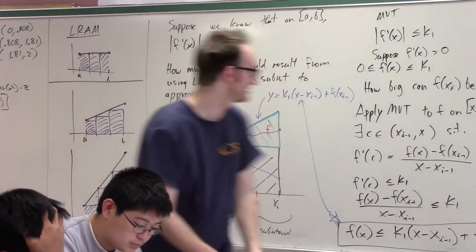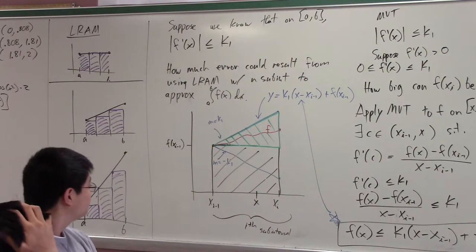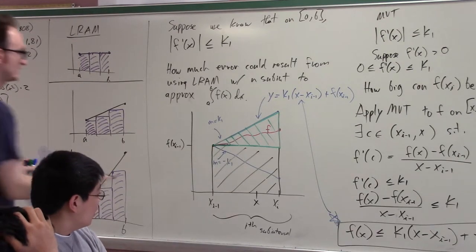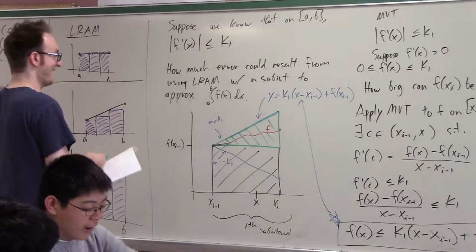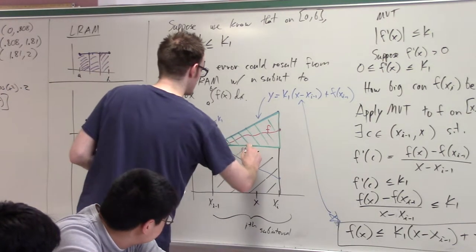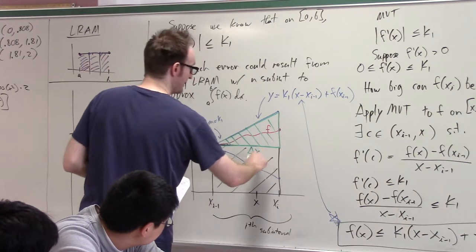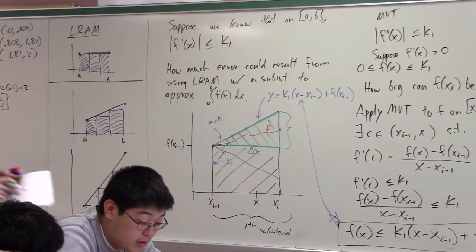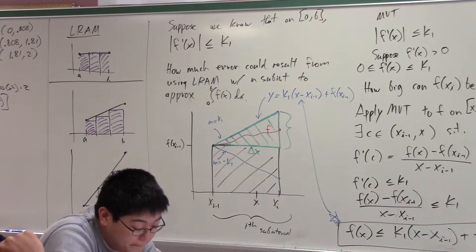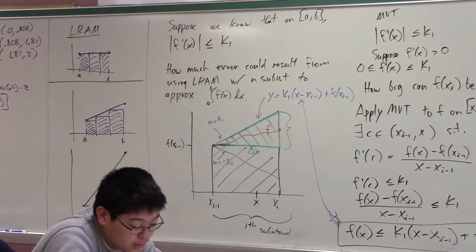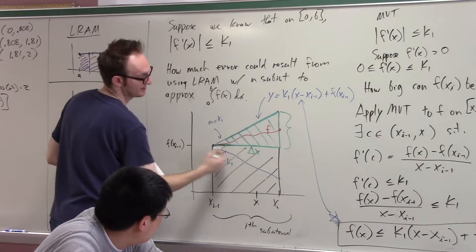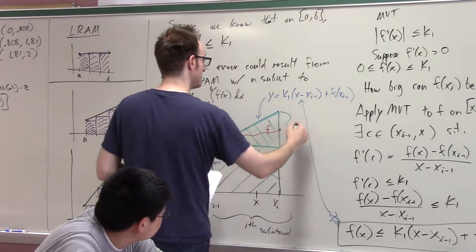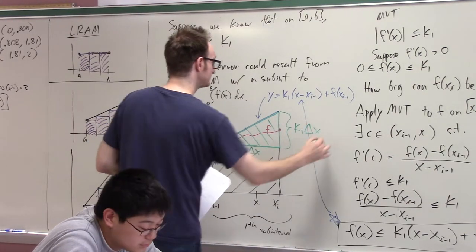Okay. And let's talk about this for a minute. So, let's just temporarily call this delta x, because that's just kind of easier to work with. So this is delta x. What is this height right here? Just think about that for a second. k1 times x minus x sub I minus 1. Yeah, if the slope of this line is k1, and this is delta x, then rise over run, this one is just k1 delta x.